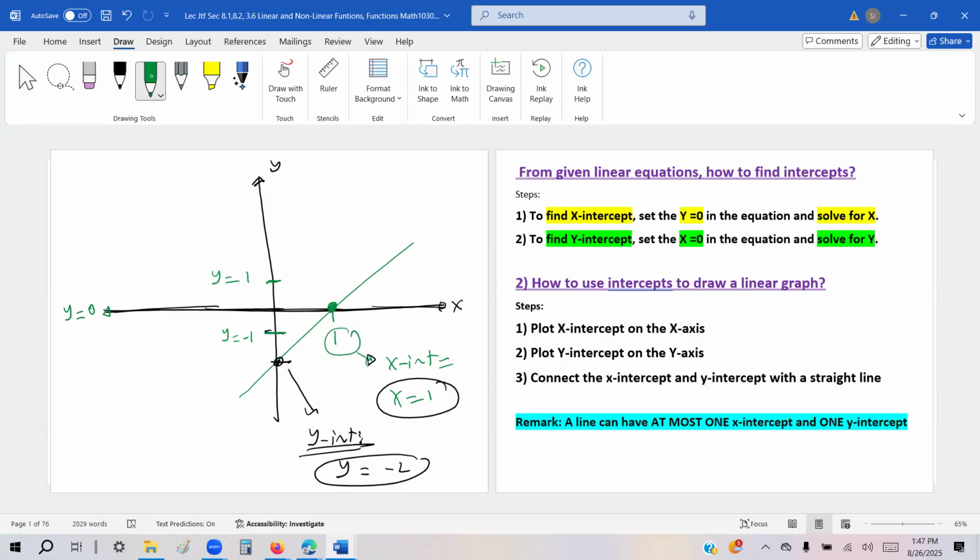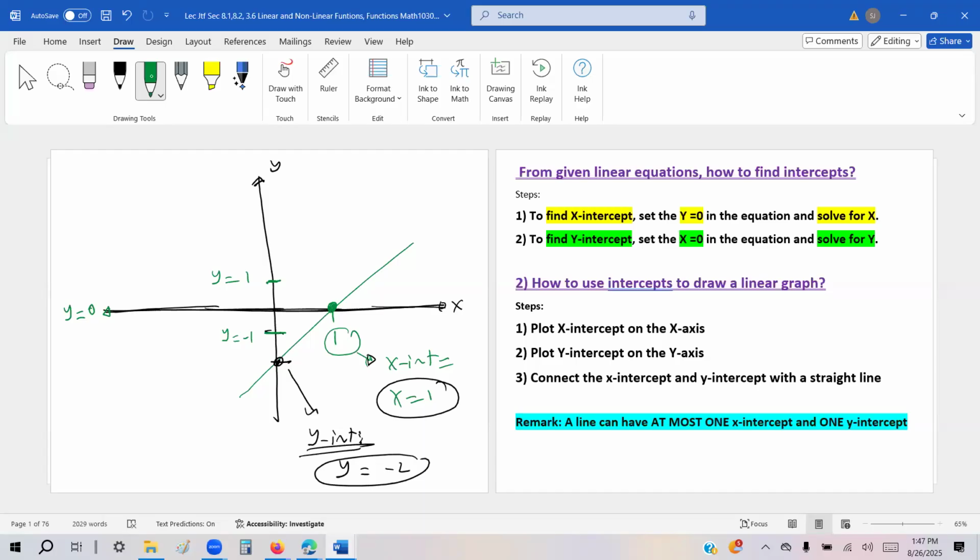So above the x-axis, y is positive. Below the x-axis, y is negative. That means exactly on the x-axis, y has to be 0, right? So every x-intercept, we have an x value as a number, but our y value has to be 0, right? What's the name of these points?